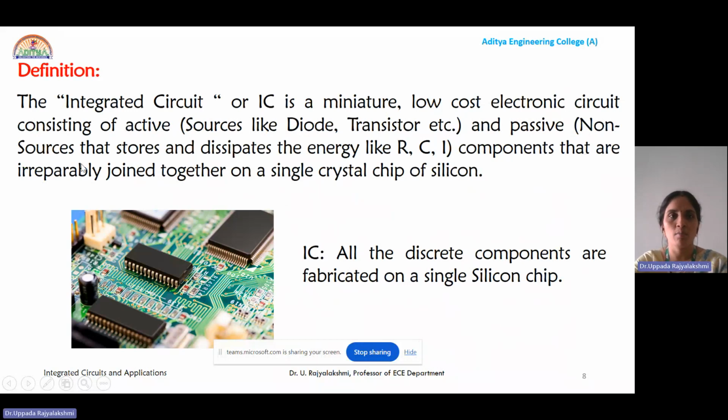That fabrication is the process of preparing the IC, in which the components are irreparably joined together on a single silicon chip. Active components include diodes, transistors, MOSFETs, field effect transistors, or a unipolar junction transistor. Passive elements include the resistor, capacitor, and inductor. These elements will be fabricated on a single silicon area, or sometimes, if it is a hybrid IC, instead of single, these chips will be metallized.